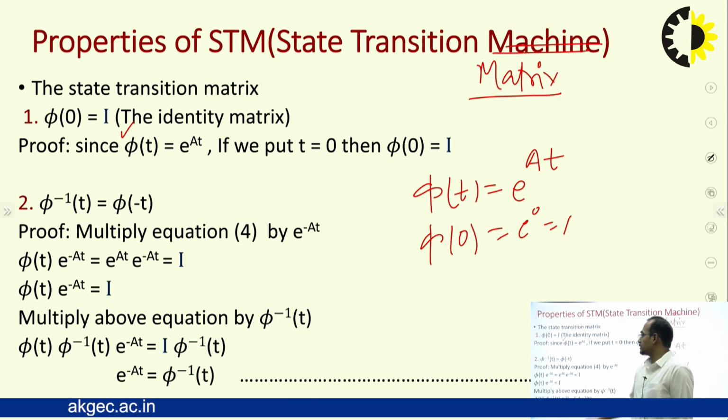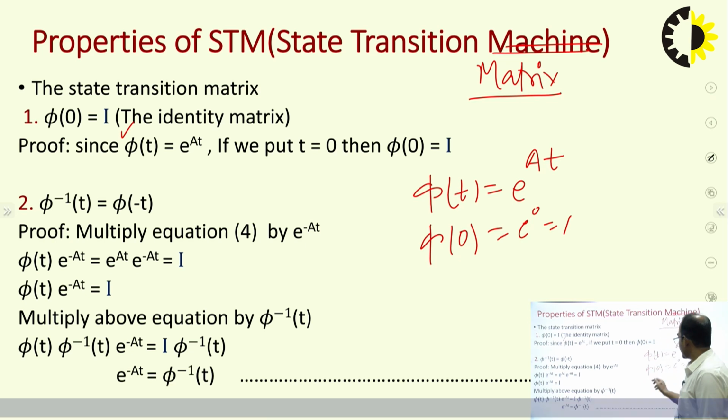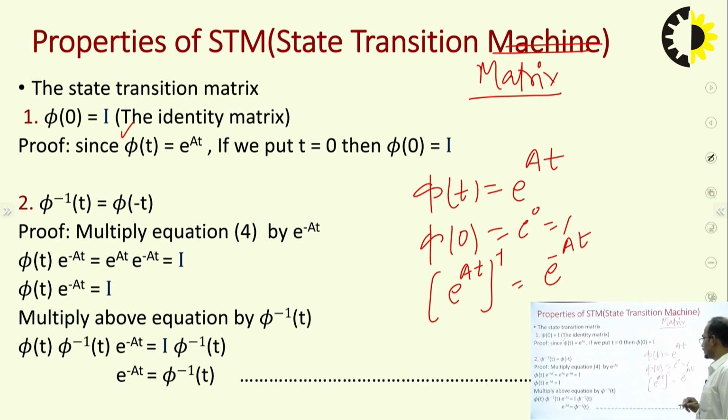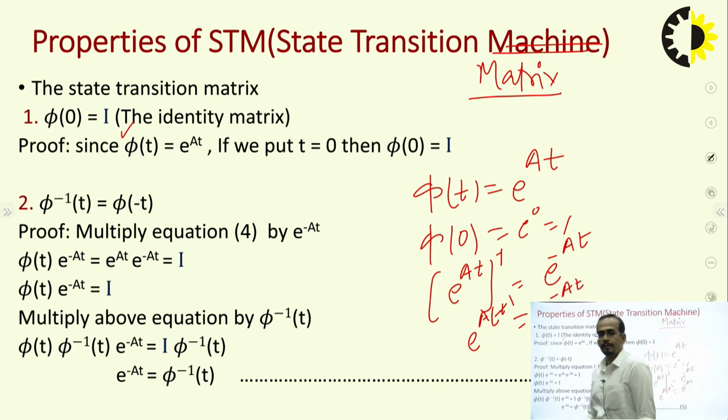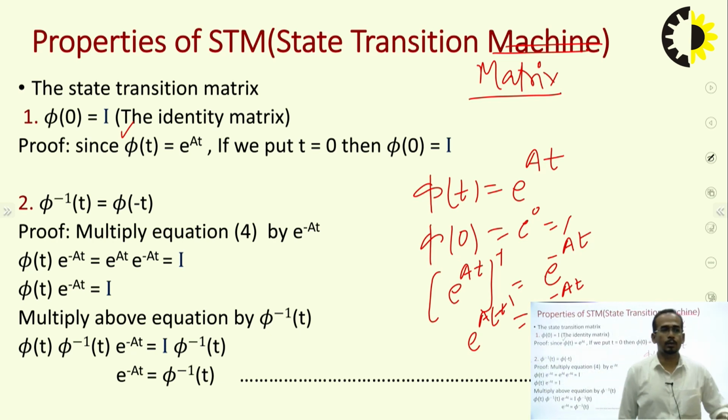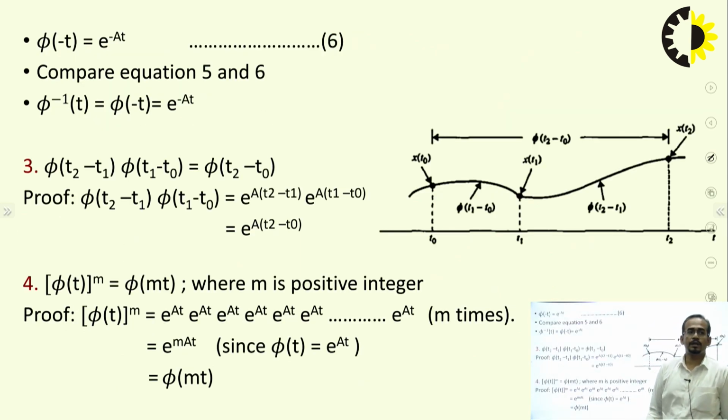Next property is phi inverse t is equal to phi minus t. If I take the inverse of e raised to At, what can I write? It is e raised to minus At. And what will be the value of phi minus t? If I replace t by minus t in e raised to At, then we will also get e raised to minus At. It means phi inverse t is equal to phi minus t. You can see here.